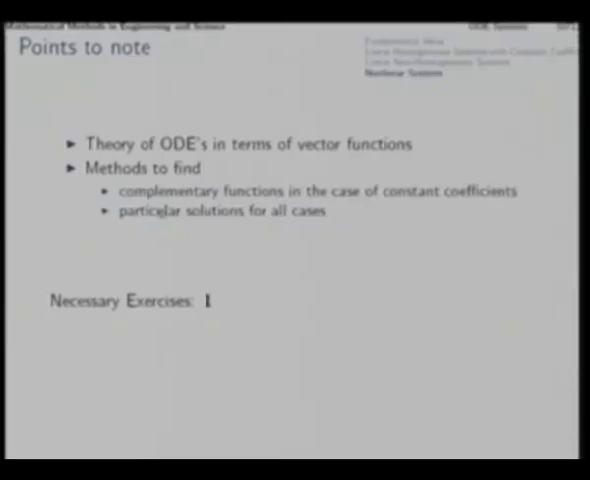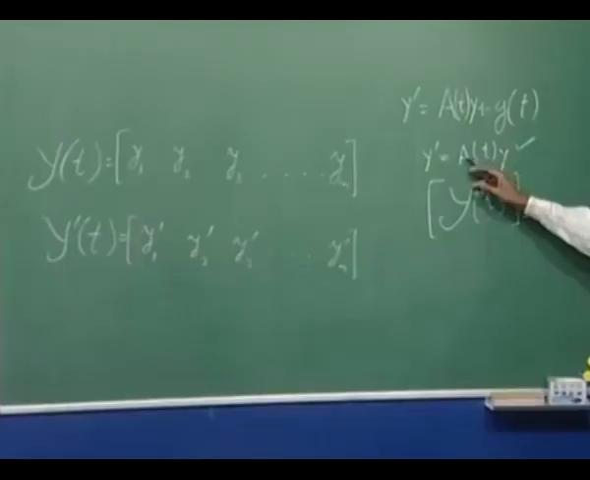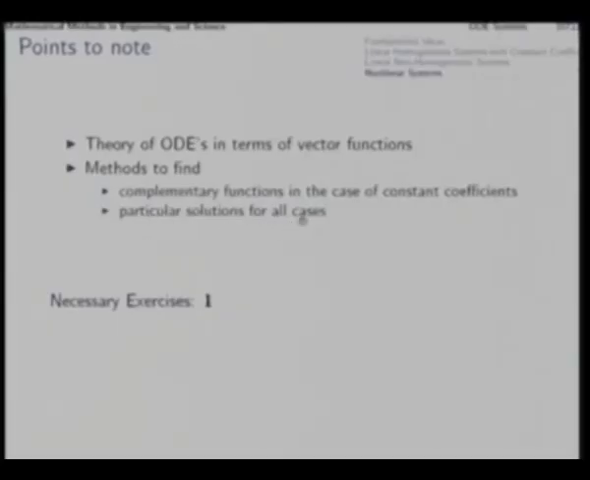Now, in this lesson till now, we have discussed the theory of ODEs in terms of vector functions, and we have studied the methods to find complementary functions in case of constant coefficients. In the case of variable coefficients with A as a function of t, there is no general method, but in some cases, exploiting the particular situations of that coefficient matrix, we may be able to determine the complementary function, and then we can find particular solutions for all cases after the fundamental matrix is in hand.